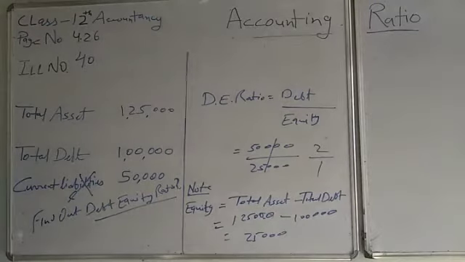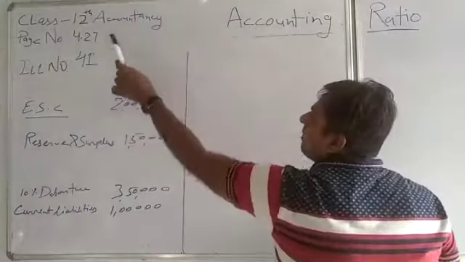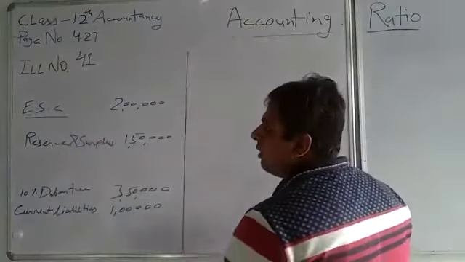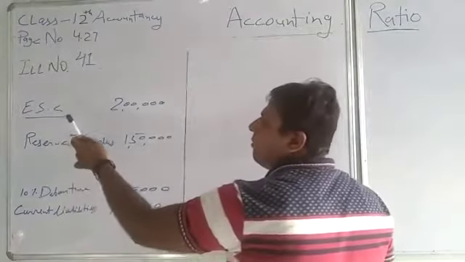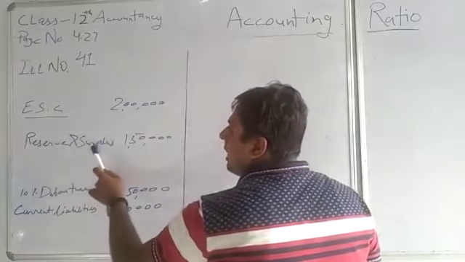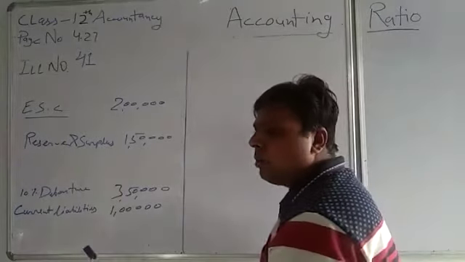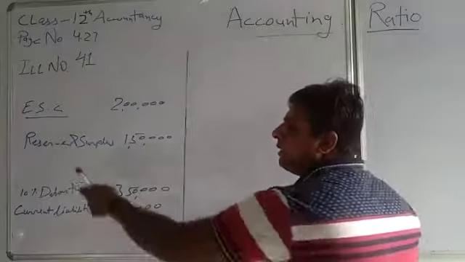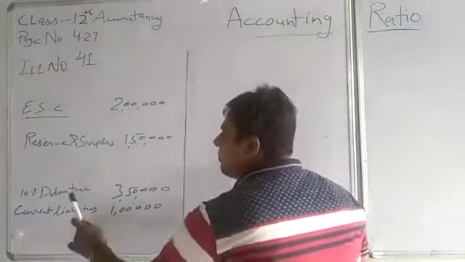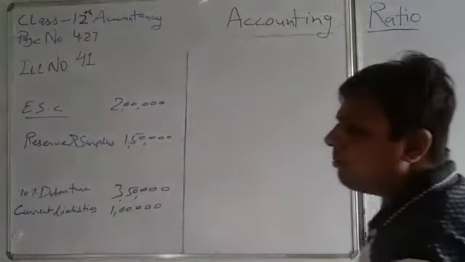Moving to the next illustration. Here is the illustration number 41, page number 4.27. Question: equity share capital. Share capital, the money in the form of shares, we have 2 lakh rupees. Reserve and surplus. Reserves, the money which we have taken out separate from the profit for our further risk. Reserve, surplus is our profit. This is 1,50,000. Debenture is also a long-term loan, 3,50,000. Current liability is our short-term borrowing.